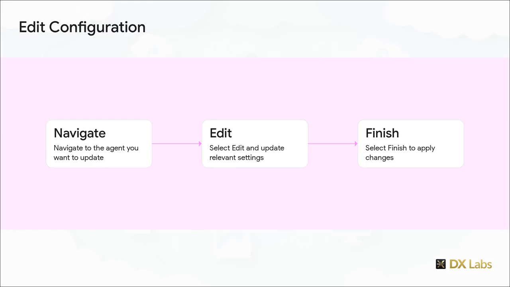Step 1, navigate to the agent you want to update. Step 2, select Edit and update the relevant settings. And Step 3, select Finish. Now here is an absolutely critical security consideration. These changes only take effect for subsequent executions. They do not affect any runs that are currently in progress. If the agent is already working on a task, it's going to finish that task using its old instructions.